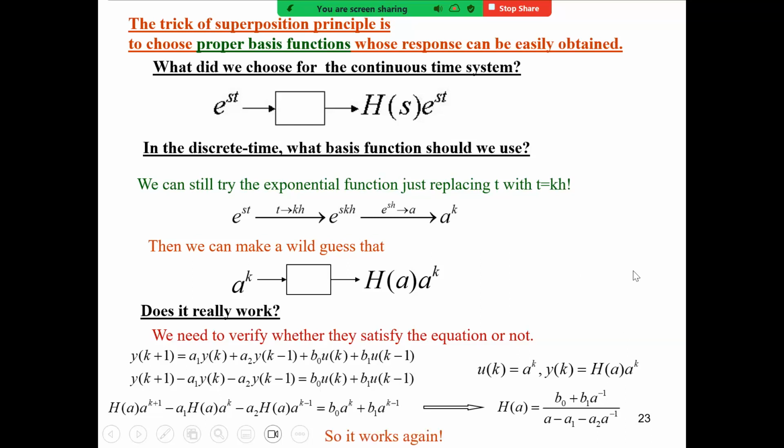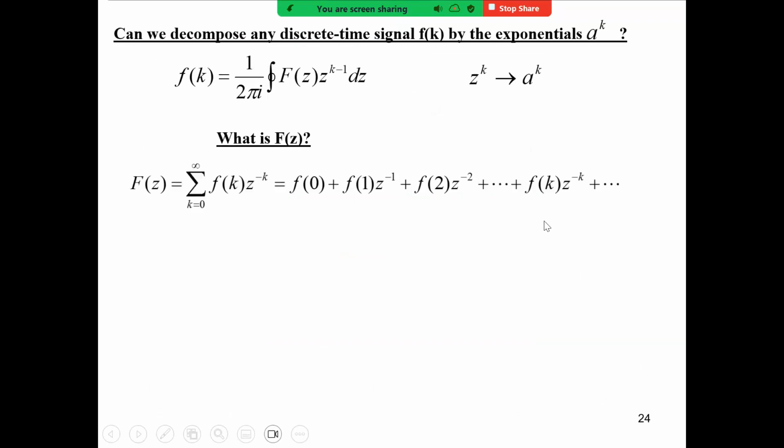Then the next question is, can we decompose any discrete time signal by the exponentials a to the k? Of course, here I can only give you the answer. The answer is yes. It can be shown, but we cannot prove it here. So any discrete time signal can be expressed in this way. The question is, what is f? Now f will be defined by this series.